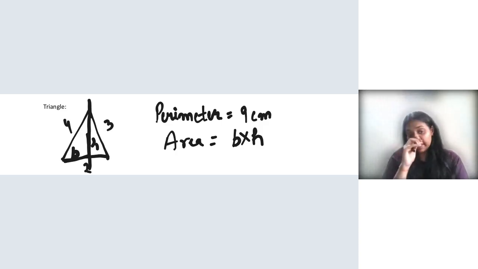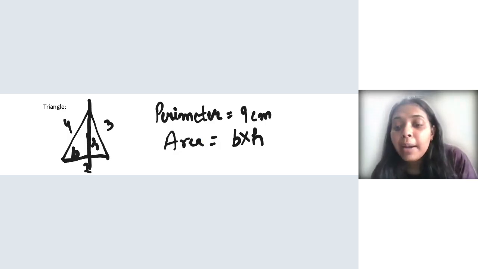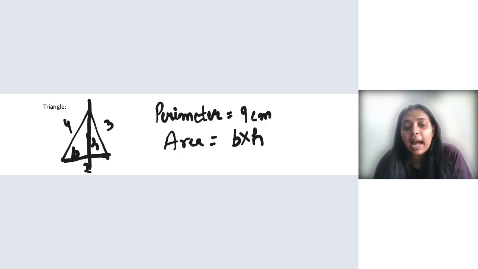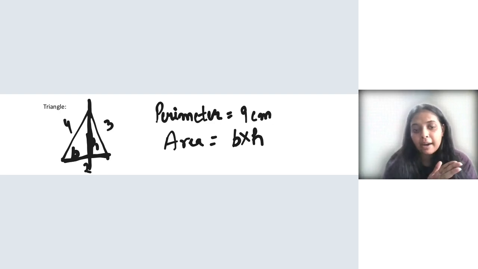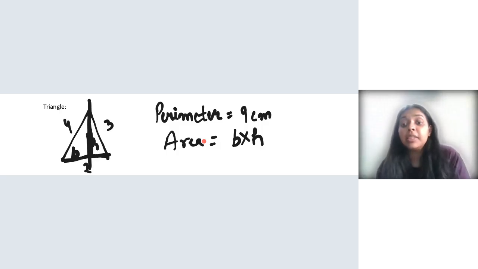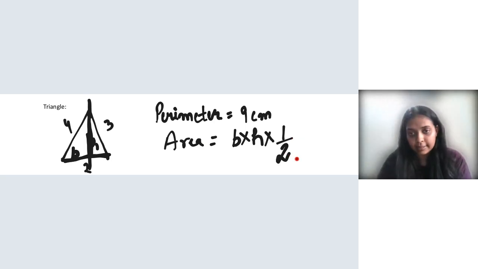But now here is one catch. When I get base times height, I'm multiplying this whole base and this whole height. But how am I getting this height? By cutting the base into half. I'm cutting the triangle into two halves. Then I am getting this height. So this means I have to multiply it with half to calculate the area of the triangle. Did you get it? Yes.